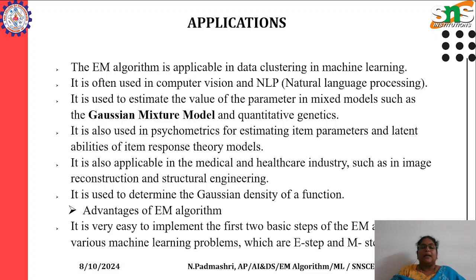So what are the advantages of the EM algorithm? It is very easy to implement because it has only two steps, the E step and the M step, and it is very easy to understand. Only the updation of the variables and improvement of the parameter values is going on. So it is easy to implement the two basic steps of the EM algorithm, and in various machine learning problems we apply this EM algorithm.